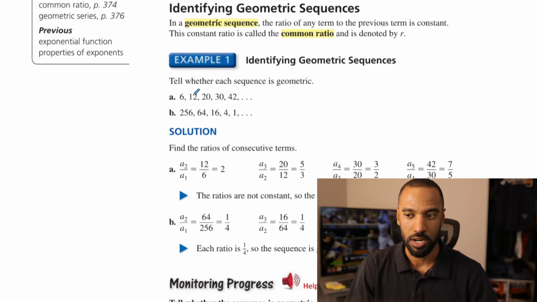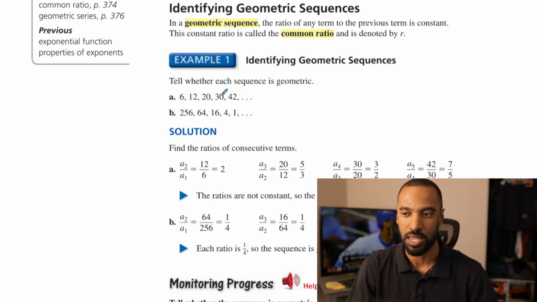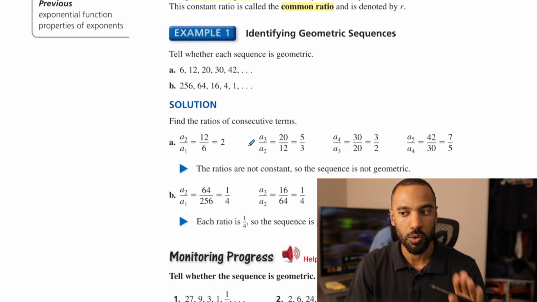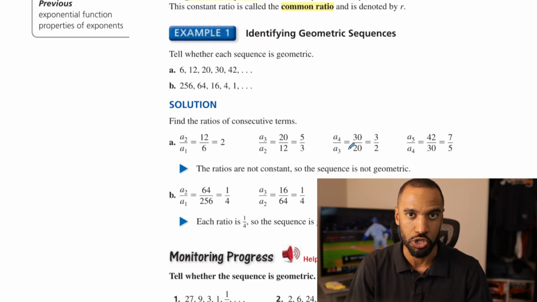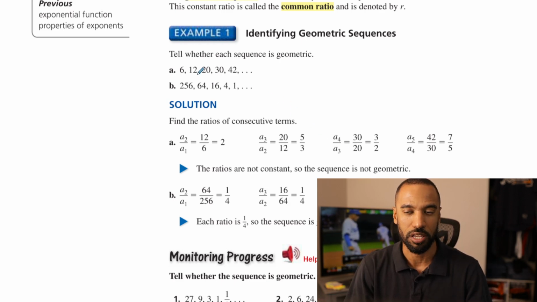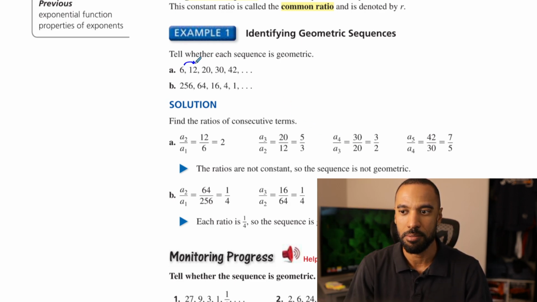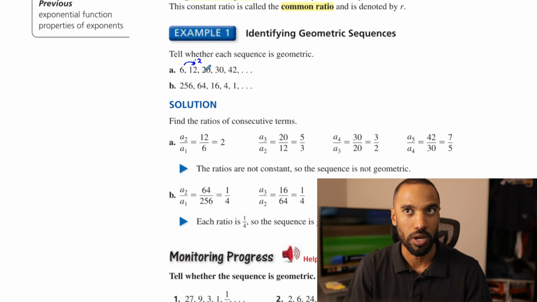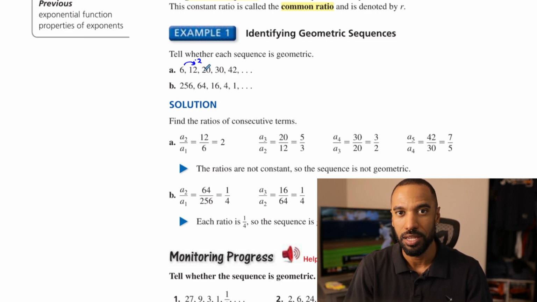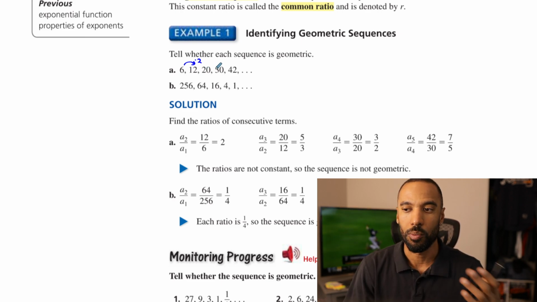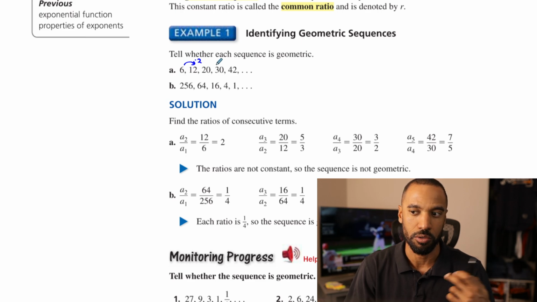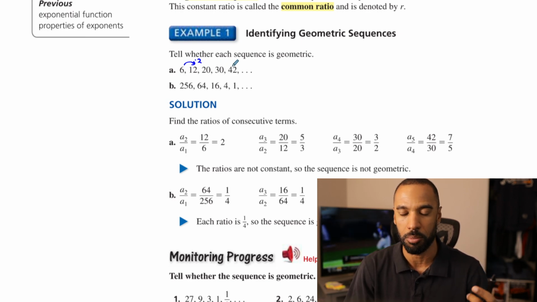6 times what is 12, is 12 times that same number 20, etc. Without doing what they're going to show, which is a great thing that they show, by the way, I'm going to do it in a more conventional way. 6 times 2 is 12, and even if you don't know what you multiply 12 by to get 20, we know it's not 2. So we know it's not a common ratio there, and you don't double 20 to get 30 or double 30 to get 42. So we know there's not a common ratio there.